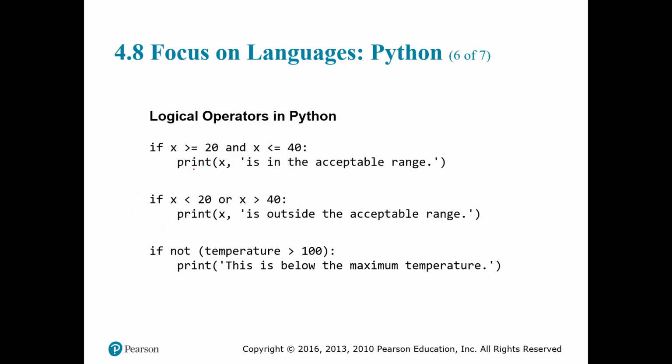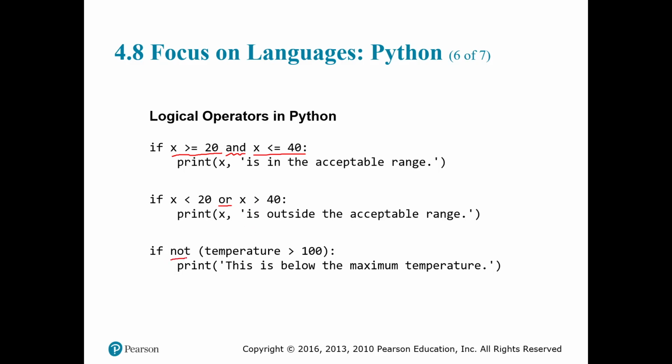This is how it would look with some code. So as you can see, if x is greater than or equal to 20, and our logical operator, and, x is less than or equal to 40. And remember, we are looking for a number in the range between 20 and 40. That is why we're using an AND. X is in the acceptable range. The same thing with OR: x is less than 20, or x is bigger than 40. This is where we use our OR because we're looking for a number outside of the range.